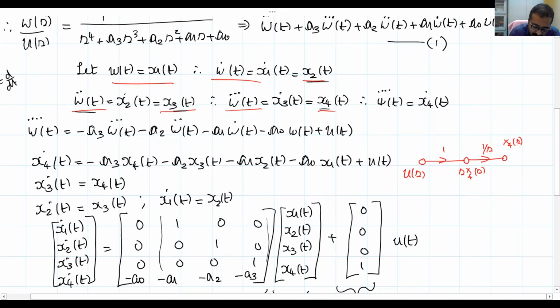So there should be a path from x4 at a gain of minus a3. Then what is x4? X4 is actually x3 dot. So if you integrate once again, what will you get? If you are integrating x4, you should get x3. So this must be x3.